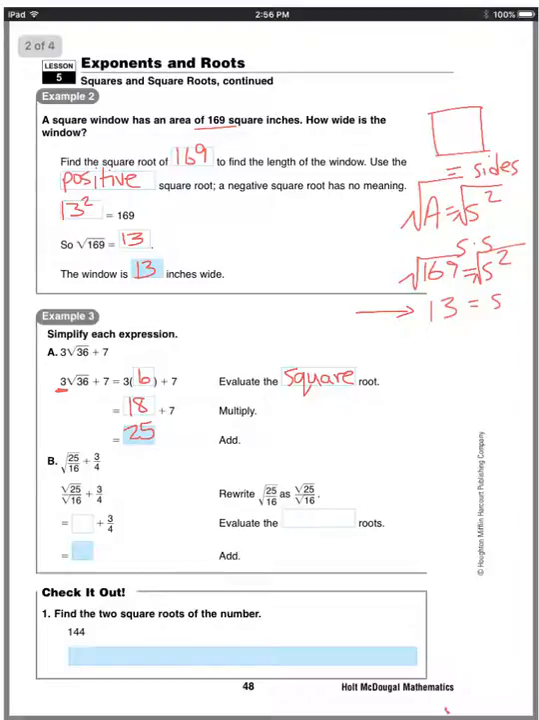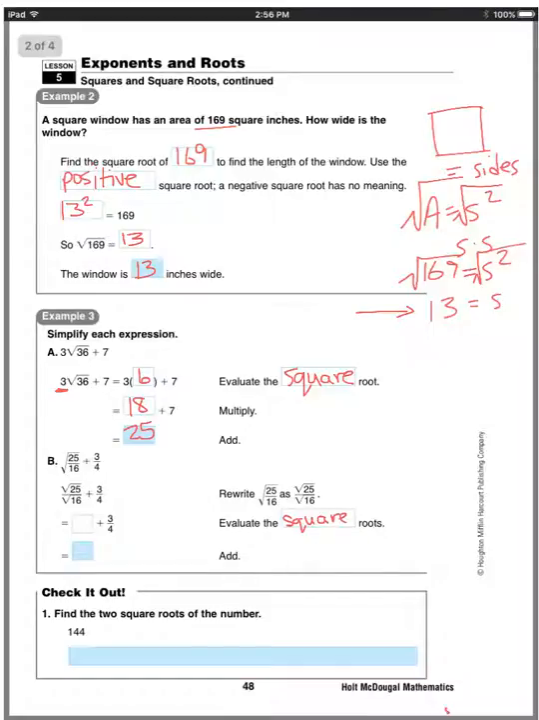B, the square root of 25/16 plus 3/4. We want to rewrite 25/16 as two separate numbers. We're going to leave the square root sign over each number, and they're going to stay where they are. So we're going to have the square root of 25 in the numerator over the square root of 16 in the denominator plus 3/4.